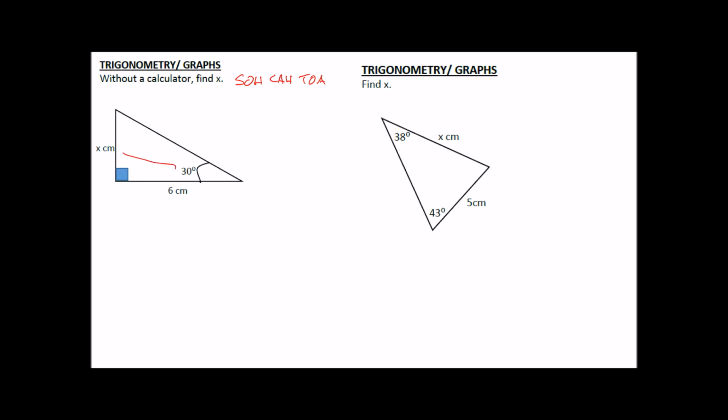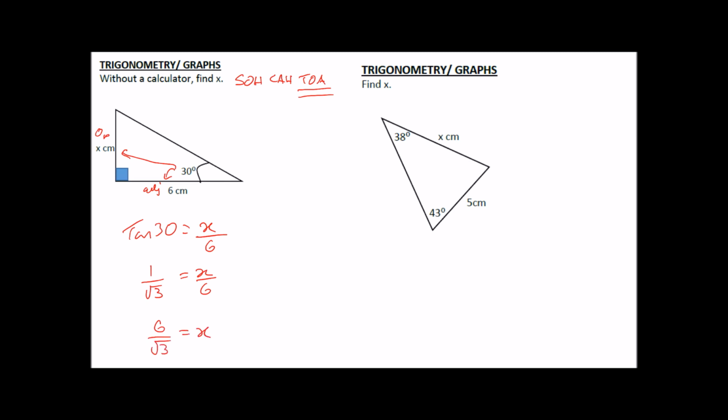So on this one, we'll try to work out x. So this is the opposite, and this is the adjacent. So we're going to be using tan, because we've got the opposite and the adjacent. So we've got tan 30 is equal to the opposite over the adjacent. Now, using the exact trig values, you should know that tan 30 is 1/√3, and that gives us x over 6. So to work out x, just multiply both sides by 6, and I get 6/√3 for x.